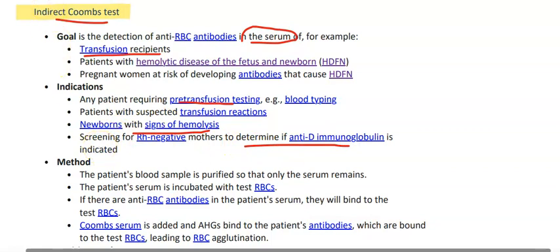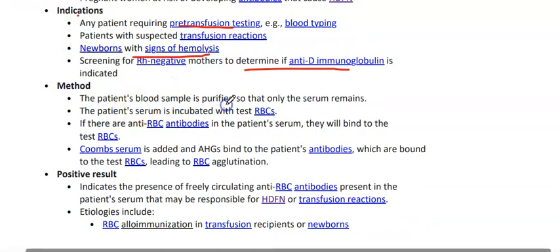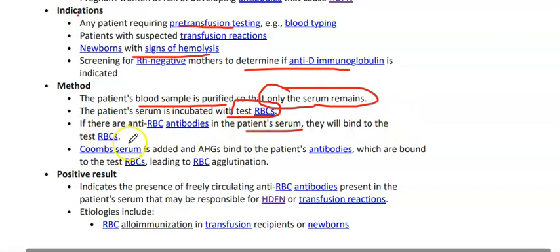is indicated. In this method, the patient blood sample is purified so that only serum remains, whereas in the direct antiglobulin test only purified RBCs were used, but here the serum is used. The patient serum is incubated with test RBCs, which are normal RBCs. If there are anti-RBC antibodies in the patient serum, they will bind to the test RBCs. Then Coombs serum is added and anti-human globulin binds to the patient's antibodies, which are bound to the test RBCs, leading to RBC agglutination. Positive results indicate the presence of freely circulating anti-RBC antibodies in the patient's serum. They may be responsible for hemolytic disease of the fetus and newborn or transfusion reaction.